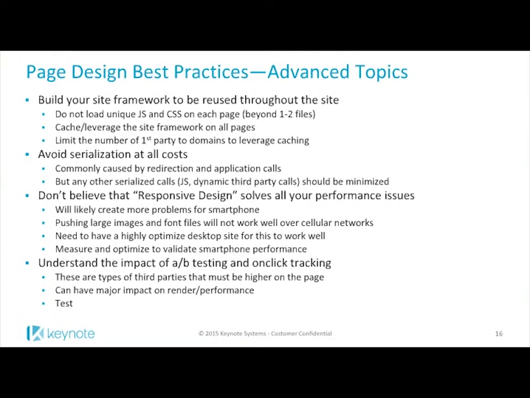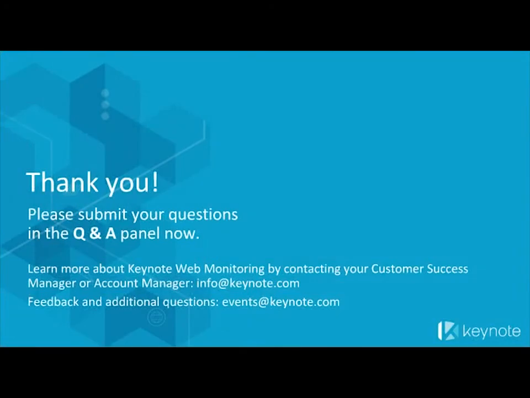And we've actually published a lot of content and studies that you can find on the Keynote.com website that show you really good examples of how that difference is in fact exacerbated for the smartphone in particular. And then lastly, you have to understand the impact of where you put stuff on the page. So things like A/B testing and on-click tracking must be higher on the page, because they can have major impact on rendering and performance. And then test, and that's what we're here for.